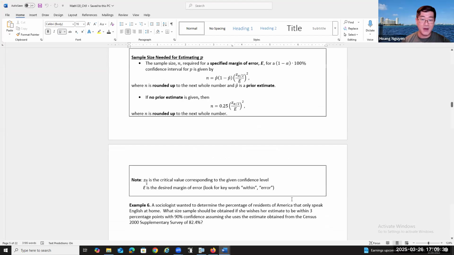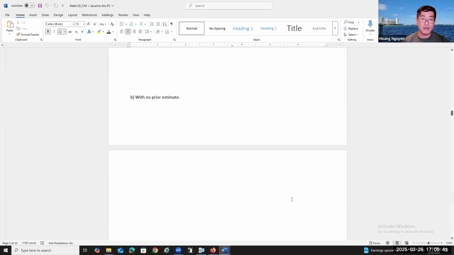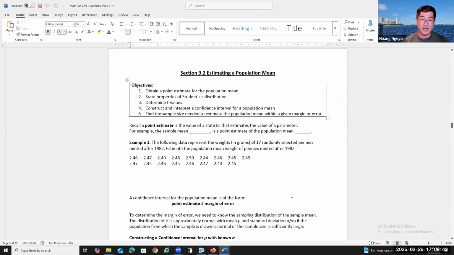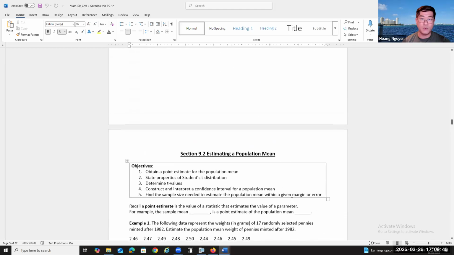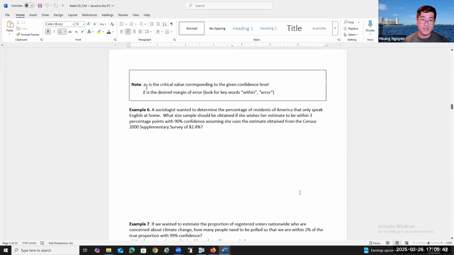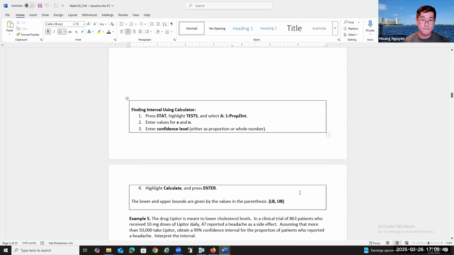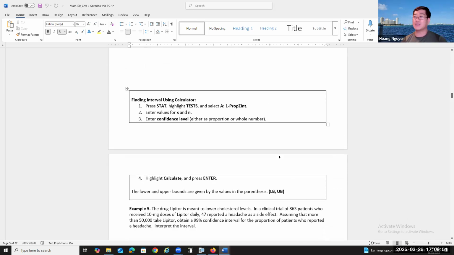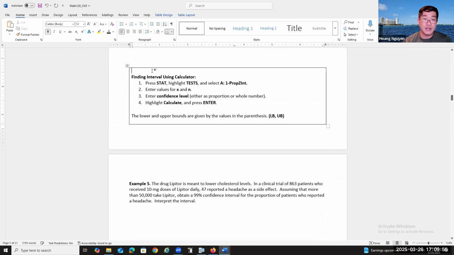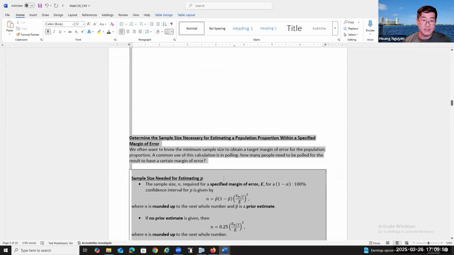Now we're going to talk about the shortcut that we might use to get the answer. So this is the shortcut we use right here, everyone, to get the answer for the confidence interval. So let me copy this then.